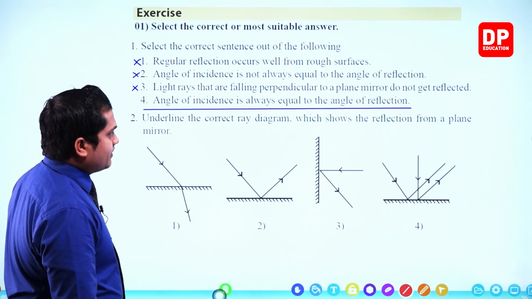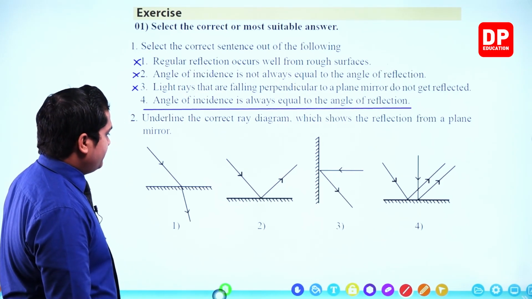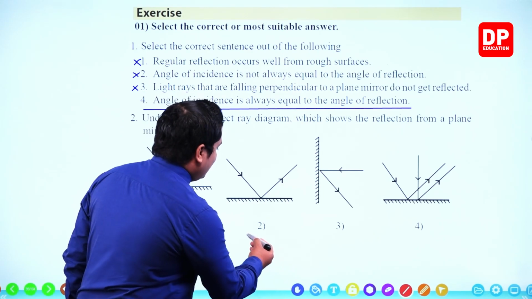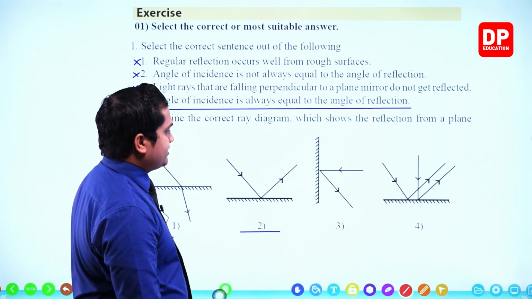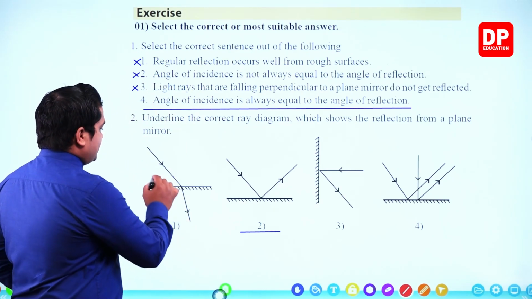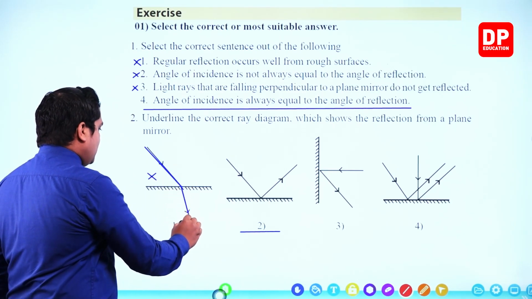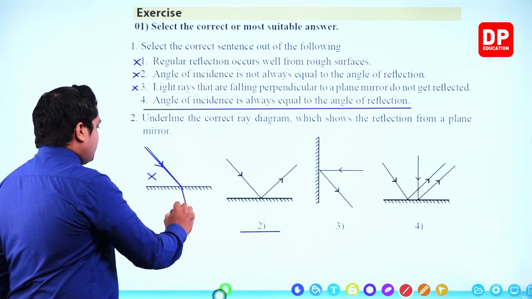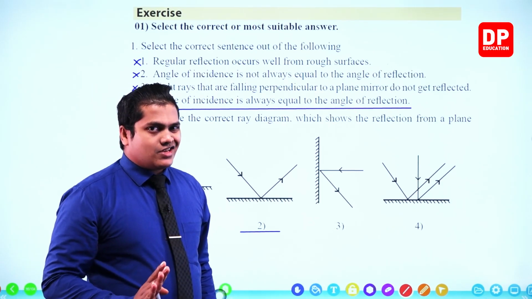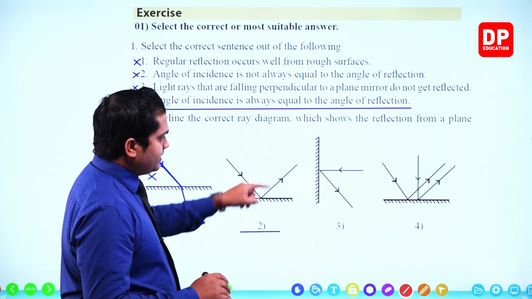Underline the correct ray diagram which shows the reflection from a plane mirror. Quite obvious, my dear children, reflection from a plane mirror can be taken as like this. Why? You know that for sure this is incorrect. This is not reflection. Here the light ray comes and travels through like this. If the light rays are traveling through the medium, then it is not a reflection, it's a refraction. This is totally incorrect then. This is our answer. Let's see the next one.